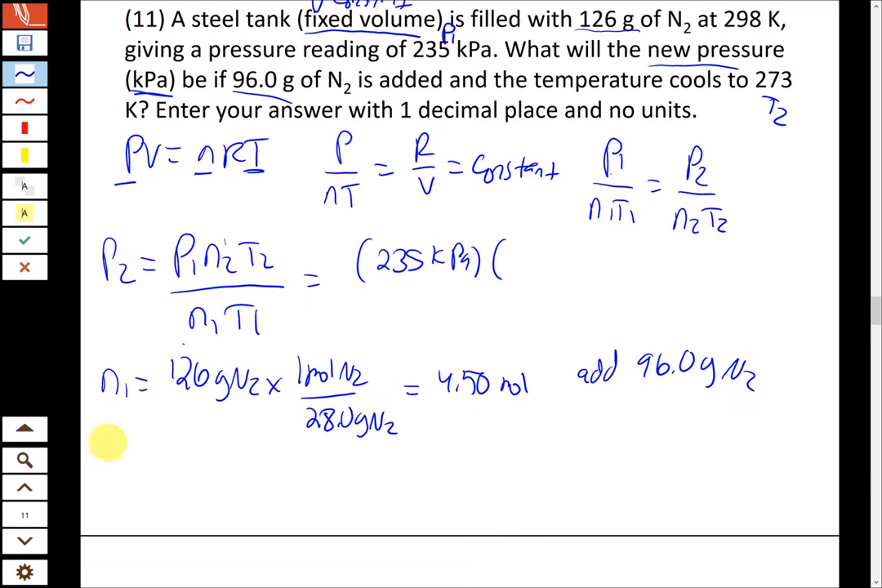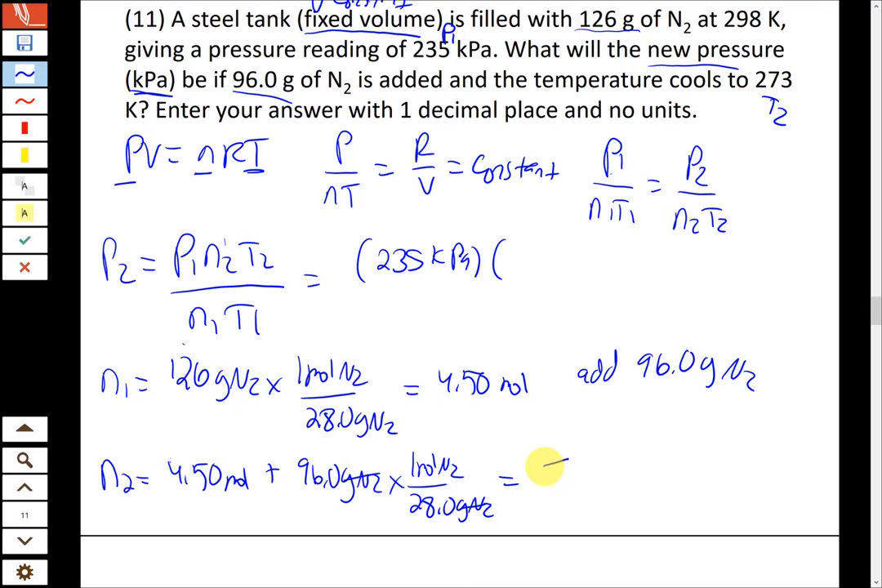So for the final number of moles N2, we're going to take the initial amount that we have, 4.50, and then we're adding 96 grams to that. So the 96.0 grams has to be converted to moles as well. Same gas, so it's the same molar mass. And that's going to come out to 7.93 moles. So that's the total amount of gas we have present when we take the initial amount and add 96 more grams, converting it to moles appropriately.